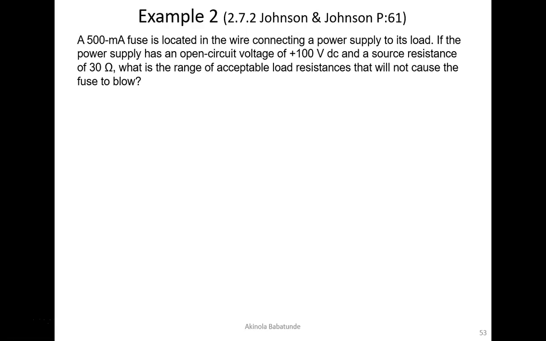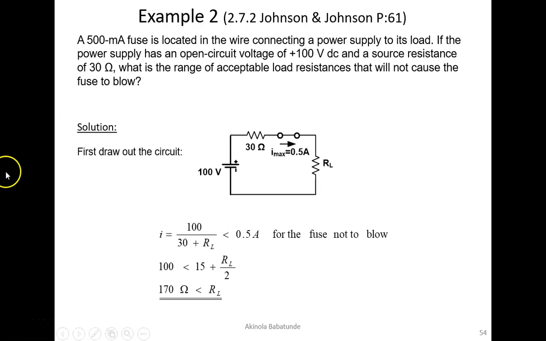Okay, the first thing we try to do is to draw out the circuit. When you draw out the circuit, this is what you're going to have. A 500 milliampere fuse is located in the wire connecting a power supply to its load. So this is the power supply here. If the power supply has an open circuit voltage of 100 volts, you can see we have the voltage of 100 volt here. It's a DC voltage, so you can see it's a DC symbol we have here. And a source resistance, you can see we have RS, the source resistance of 30 ohms, just after the voltage.